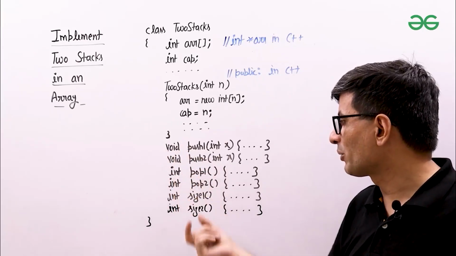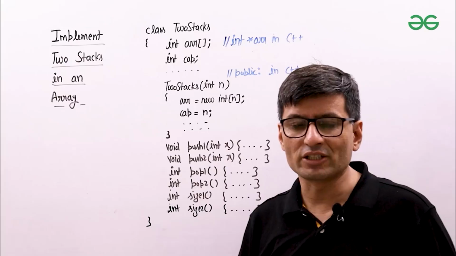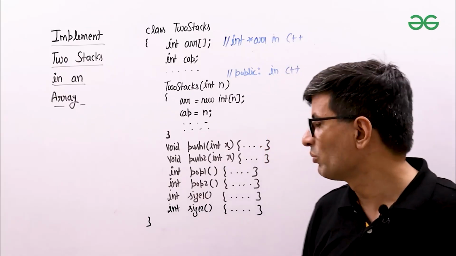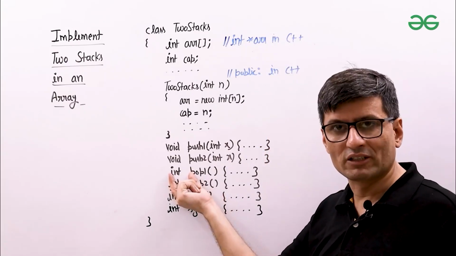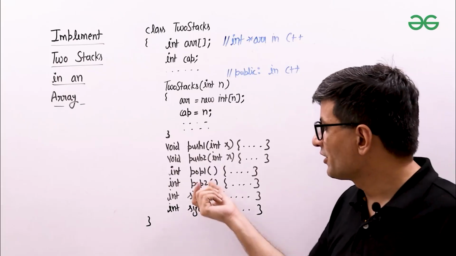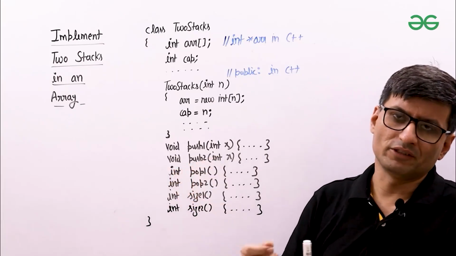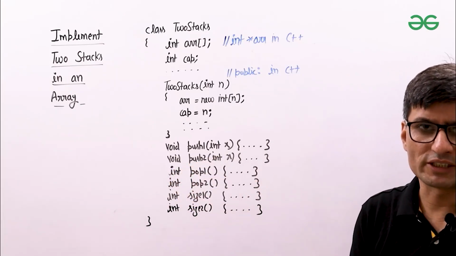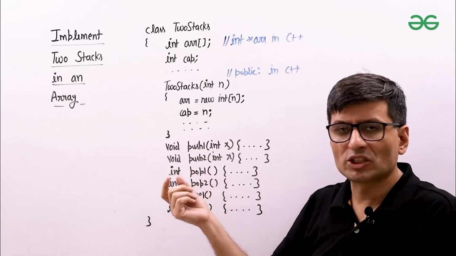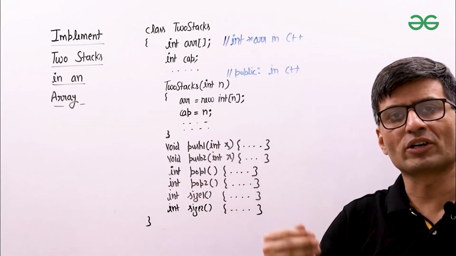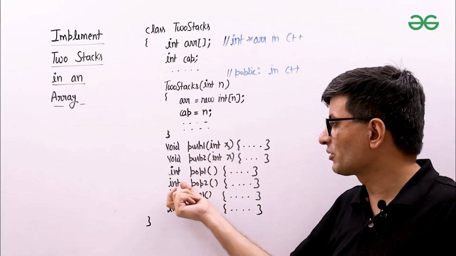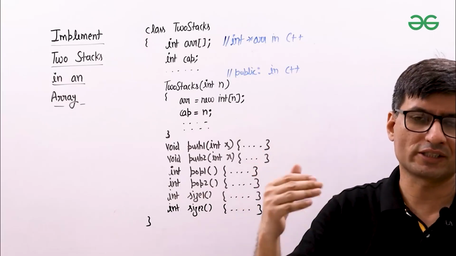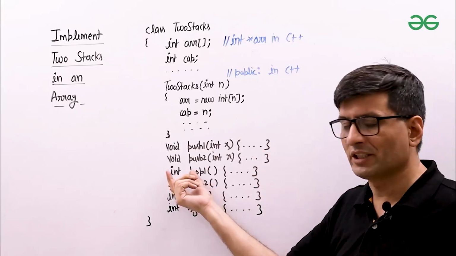Similarly, in pop1 and pop2, instead of simply returning a basic integer type, you might want to return an Integer object in Java so that you can return null if you're not able to pop because the stack is empty. And in C++, you might want to return a pointer to an object or a pointer to a variable so that you can return null if the stack is empty. Otherwise, you can return the integer variable.